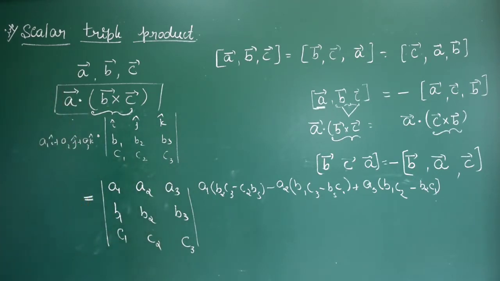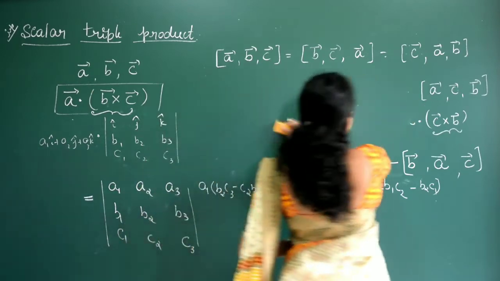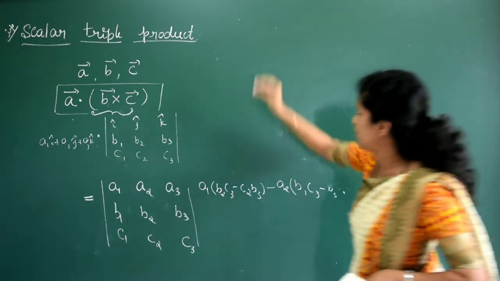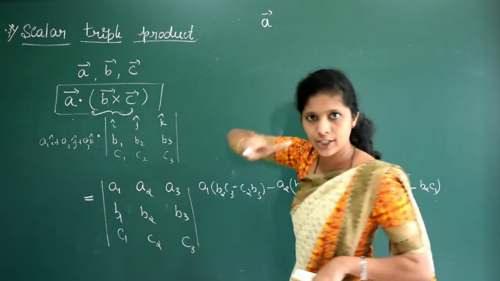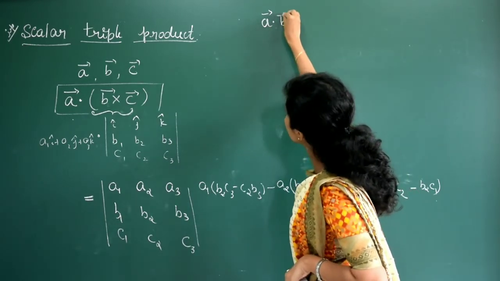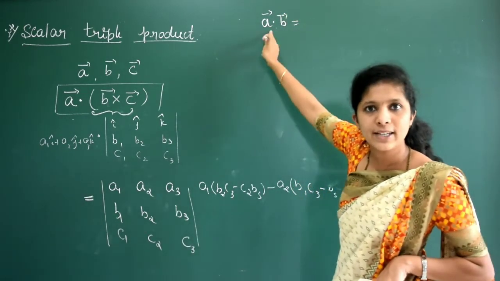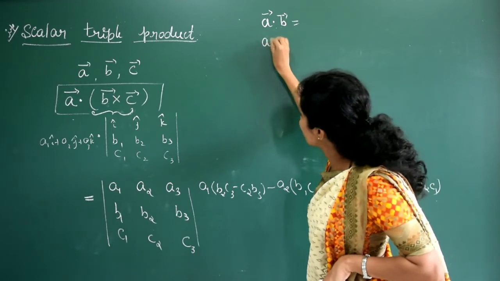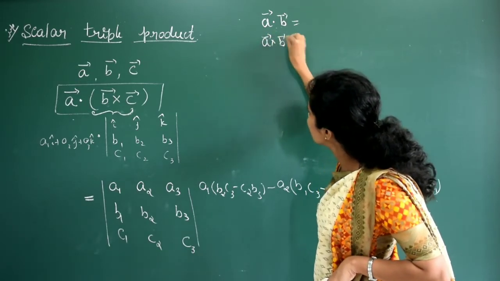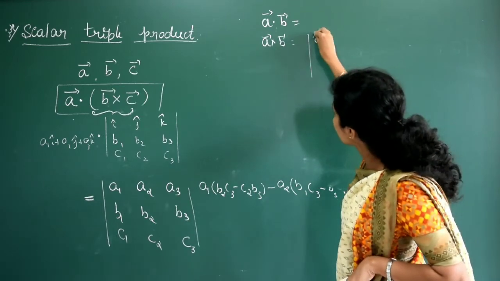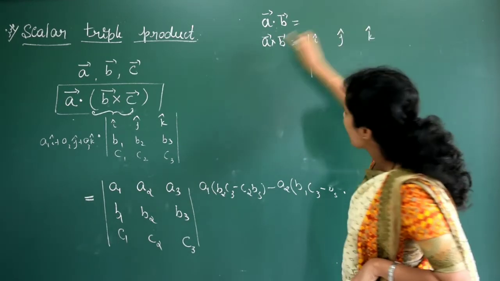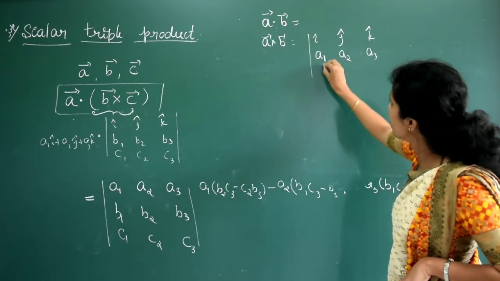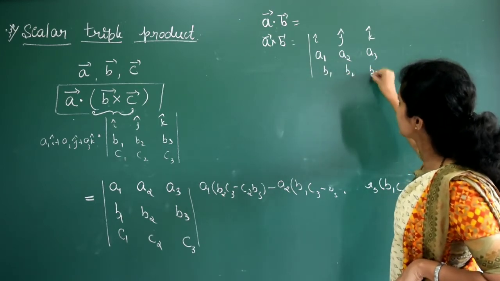Let me repeat once. See this. To find the vector cross product, first we'll start with the dot product. A vector dot B vector: you multiply the coefficients and add. That gives you A vector dot B. To find the cross product, A vector cross B vector will be equal to the determinant of I cap, J cap, K cap, with the coefficients A1, A2, A3 and B1, B2, B3. So this is the vector cross product.